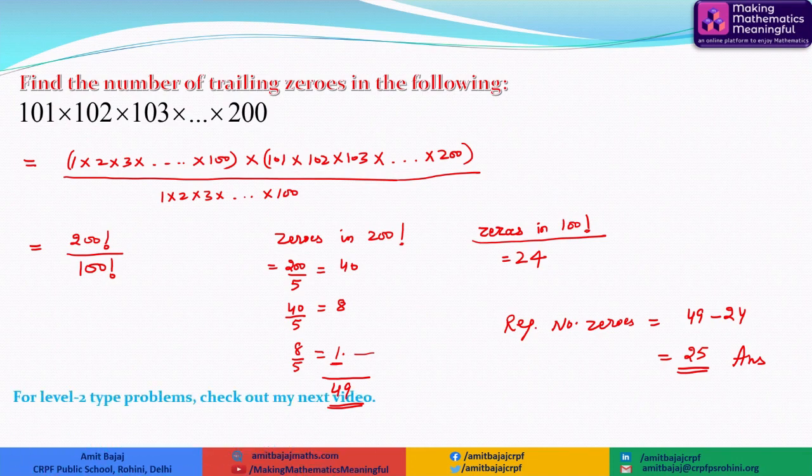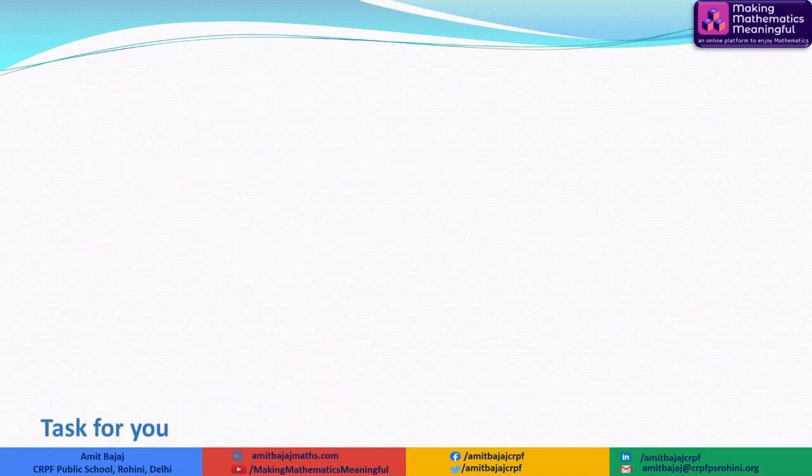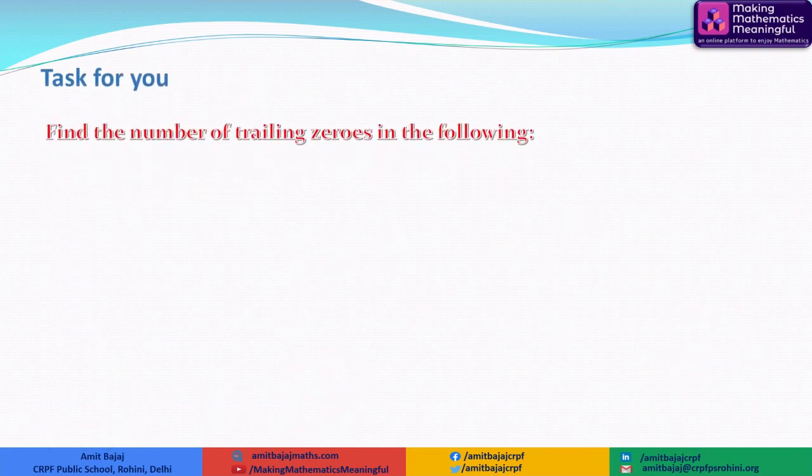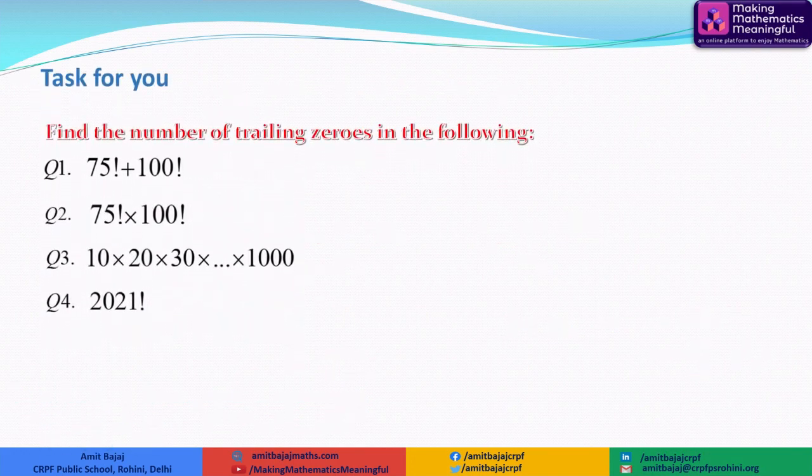For the level 2 type of problems, please check out my next video wherein I am covering problems like 1 factorial into 2 factorial into 3 factorial and so on, or the powers, say 1 power 1 into 2 power 2 into 3 power 3 up to say 100 power 100. Here comes the task for you. Find out the number of trailing zeros in the following products.